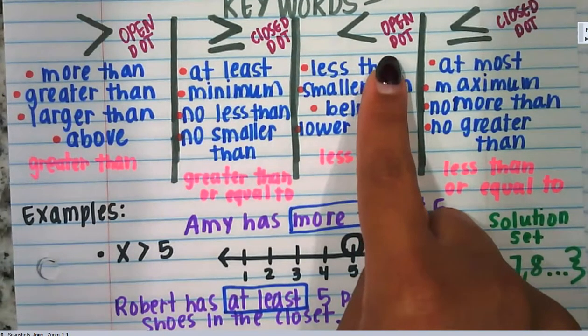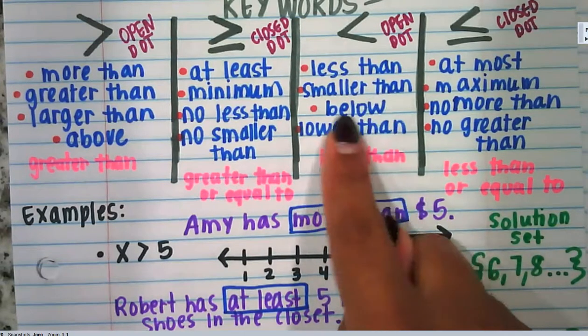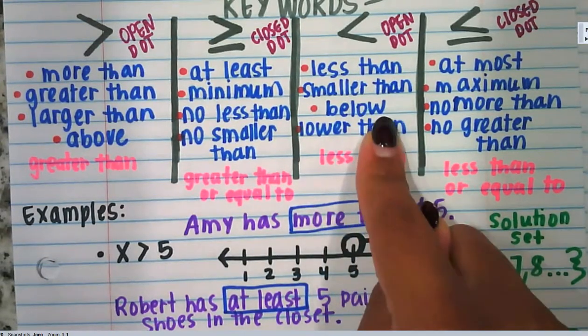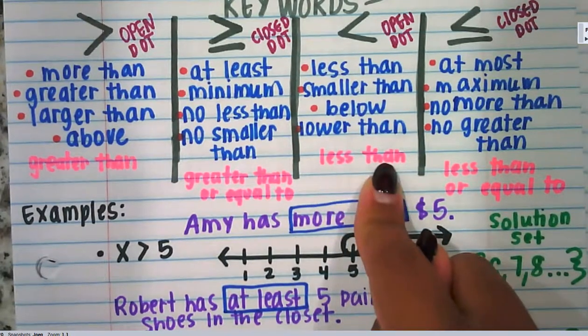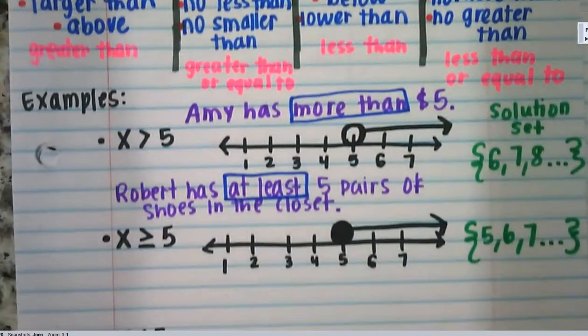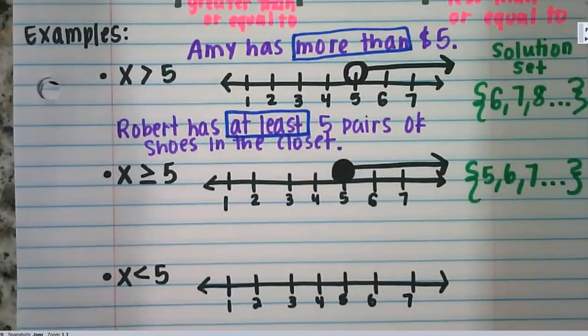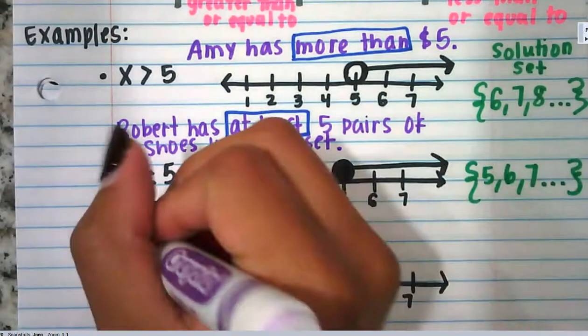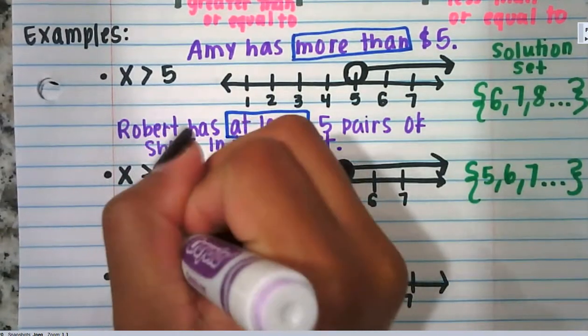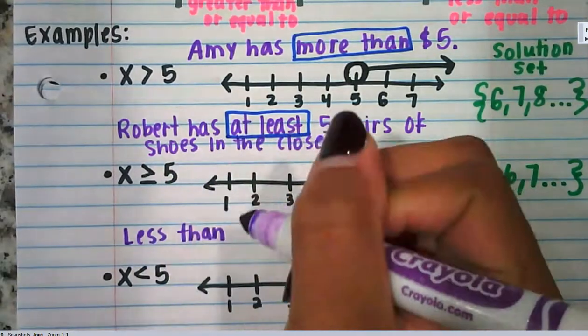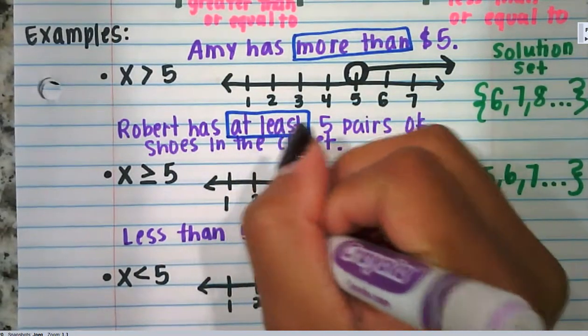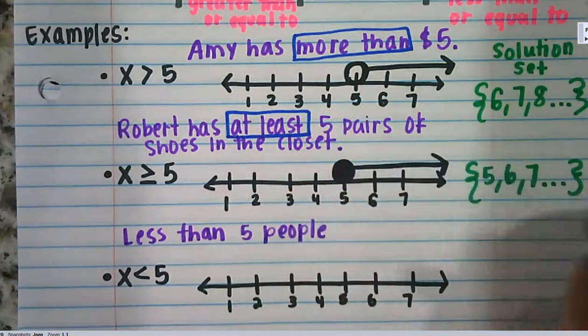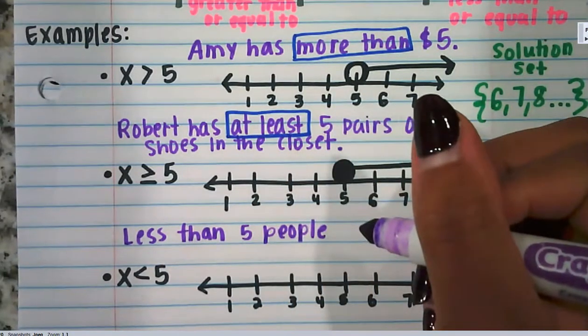Open dot, we can use less than, smaller than, below, lower than. These are some keywords. There's more keywords, but these are just a few. Now we know that this is our less than symbol. So now let's write a situation that would represent something using the word less than. So let's think about something school related. So less than 5 people need to finish the MI.